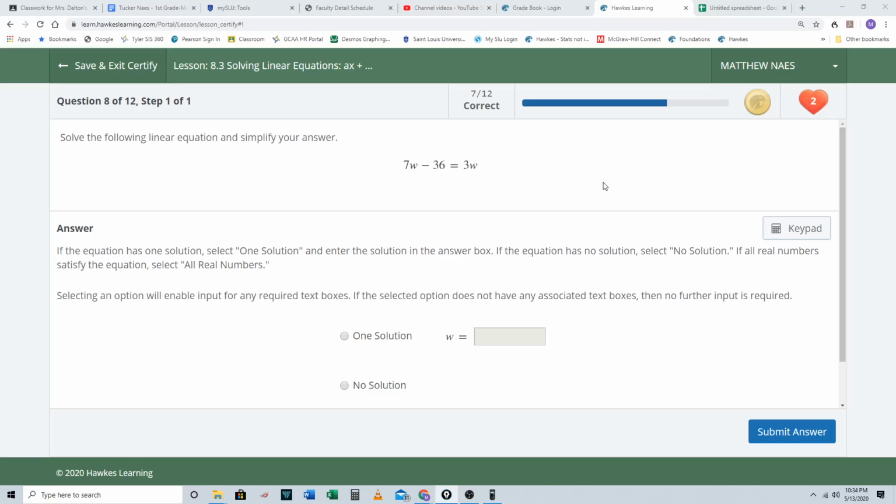Okay. So similar. Now here, usually I would move the smaller variable, but in this case, since I only have 3w over here, I'm just going to move this over here. I'm going to subtract 7w. That gives you negative 36 equals negative 4w. You see how we have a negative left over here? That's why we usually want to move the smaller value, because we don't have a negative left over on a smaller one. So divide by negative 4, divide by negative 4. We get 9 is equal to w. There is one solution. That solution is 9.